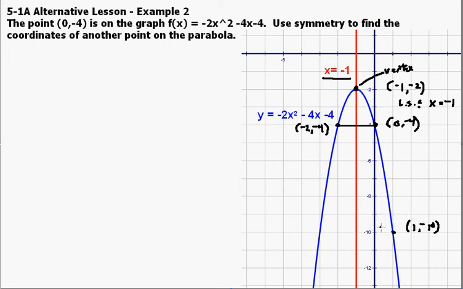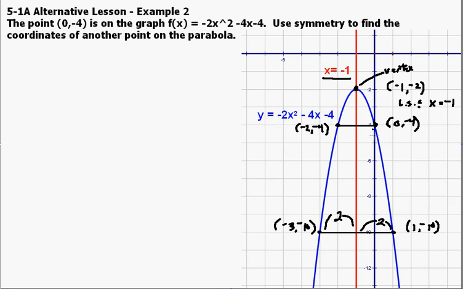This is (1, -10). Now if I look at the horizontal distance from the line of symmetry to the point, we're 2 units away. So what I'm going to do is go 2 more units to here. We're the same vertical distance from the vertex, so I have another point here on the parabola. I went from 1 to -1, so I'm going to go 2 units further to the left, which is -3. So this point would have a coordinate of (-3, -10).